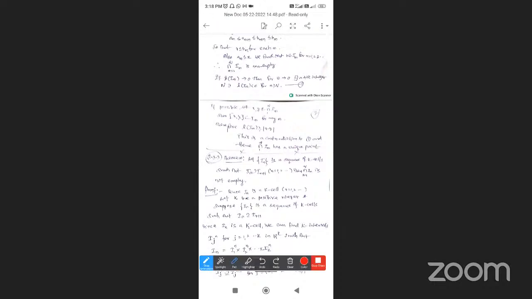Now the first condition: the length of In tends to 0 as n tends to infinity. For each epsilon greater than 0, there exists a positive integer n such that the length of Im is less than epsilon for m greater than or equal to n. That is the first condition. Now again, it's not clear. This is the second.